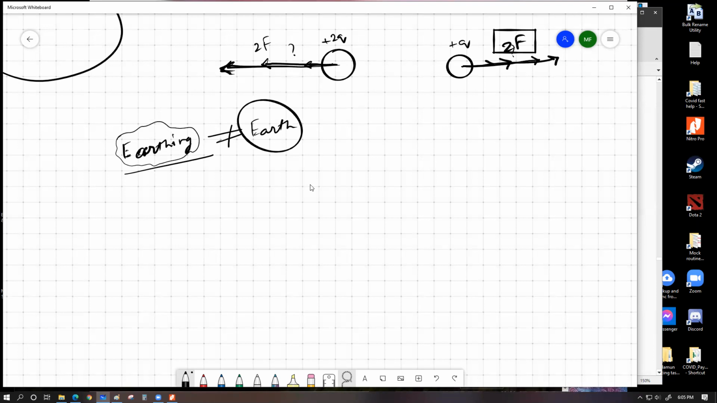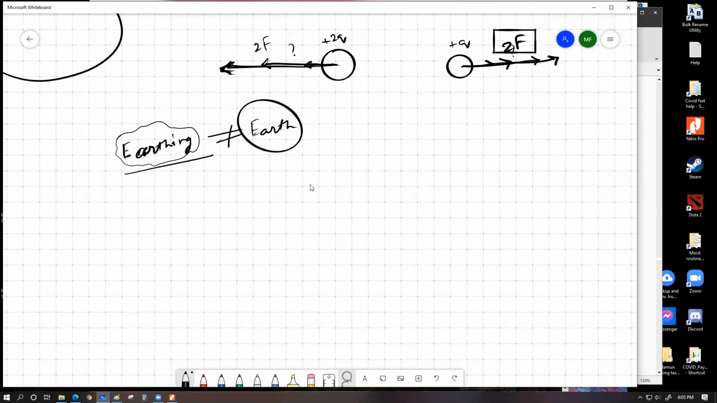The definition of earthing goes like this: if an object is so big that it has a huge number of protons and electrons within itself, such that a small addition of electrons or a small deduction or removal of electrons does not effectively make it charged. The word effectively is key.